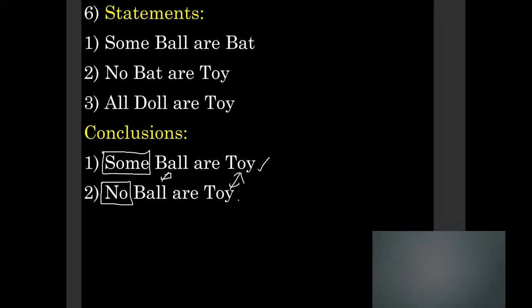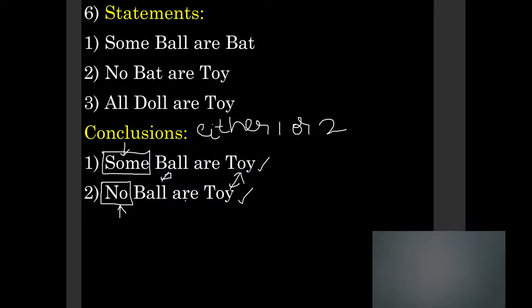If you have two words common like this, and if you have the keywords like some in the first one and no in the second one, or no in the first one and some in the second one, in this scenario you need not draw the diagram. The answer for this one will be directly either 1 or 2. So whenever you find a question like this, just mark the answer as either 1 or 2.